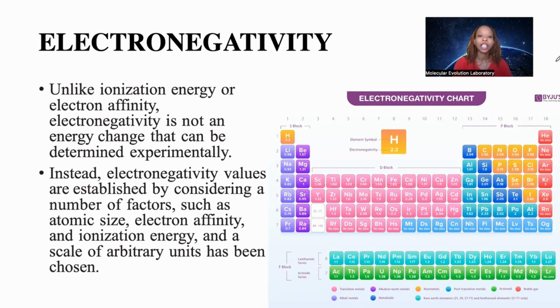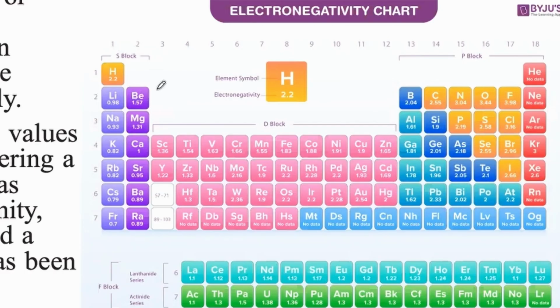Unlike ionization energy or electron affinity, electronegativity is not an energy change that can be determined experimentally. Instead, electronegativity values are established by considering a number of factors such as atomic size, electron affinity, ionization energy, and a scale of arbitrary units that has been chosen. So this shows the electronegativity. It's an estimate of the total amount of energy in terms of attraction.